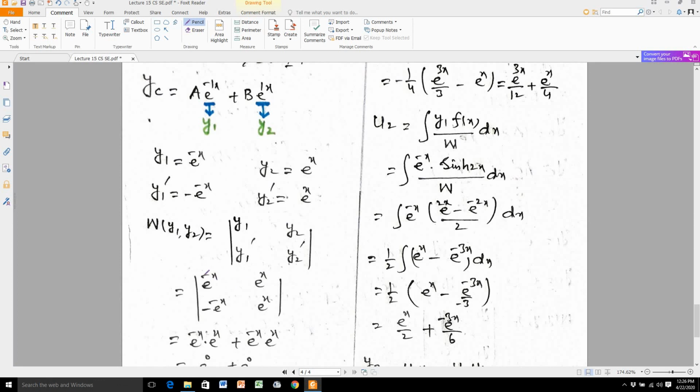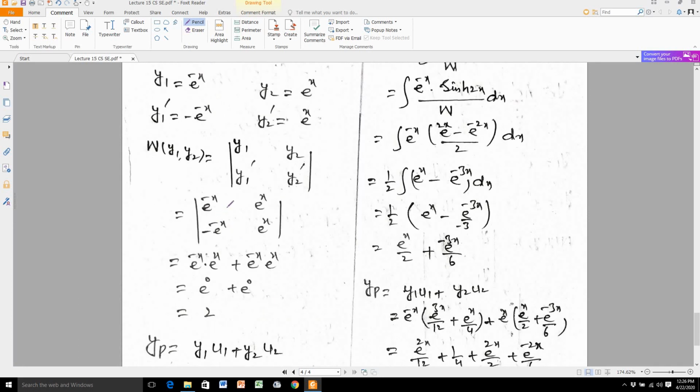Now I substitute their respective values: e raised to the power minus x, e raised to the power x, then minus e raised to the power minus x, e raised to the power x. And now I expand this determinant. This is equal to e raised to the power minus x, e raised to the power x plus e raised to the power minus x, e raised to the power x. So by using the properties of exponents, you see here e raised to the power 0 plus e raised to the power 0, and you know that e raised to the power 0 is equal to 1. So 1 plus 1 is equal to 2.